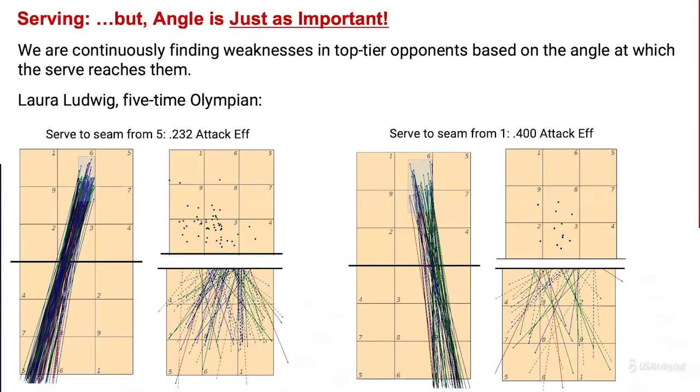When we look at the chart on the right, these are serves to the exact same space. In fact, the space that I have highlighted there on that chart on the right is actually a little bit bigger, a little bit more challenging, but she hits a .400 attack efficiency on those same space serves just from area 1 from the right. That's almost double in attack efficiency and basically the same space, actually a little bit generous, a little bit harder of a space to pass from, and she's hitting better.